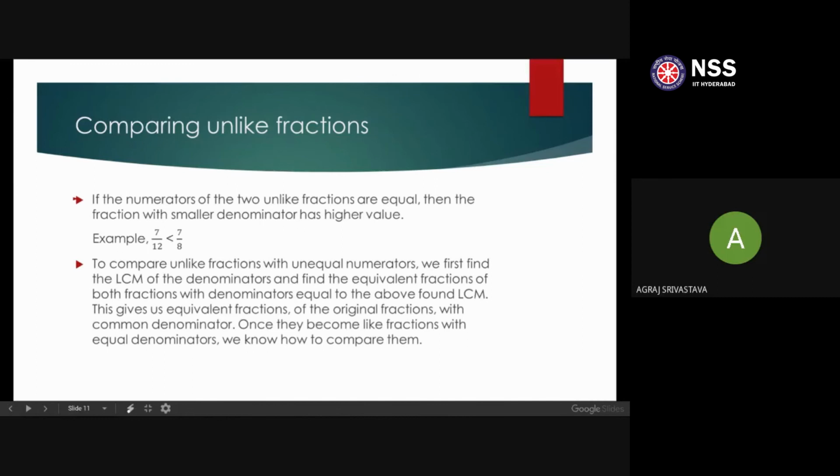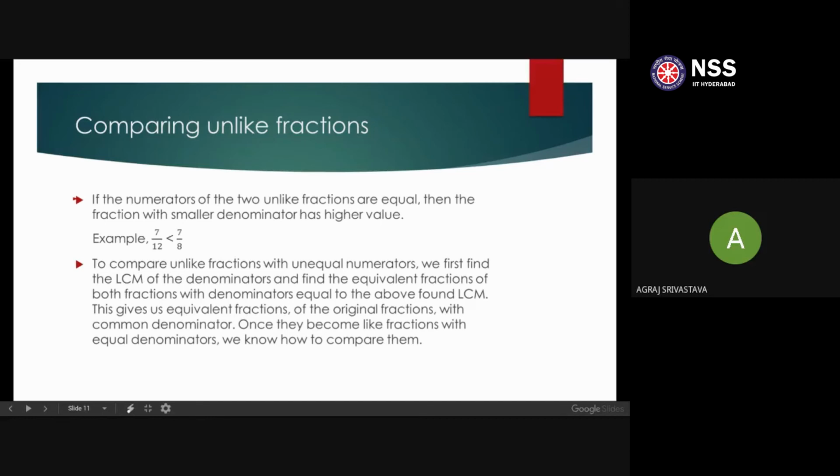And the way that we achieve this is by taking the LCM, that is the lowest common multiple of the denominators, and creating equivalent fractions of both the fractions that we're comparing, with the denominators being equal to the LCM. So the way we do that is by multiplying both the numerator and the denominator by the coefficients that are required to get them to the equivalent fractions with denominator equal to the LCM.